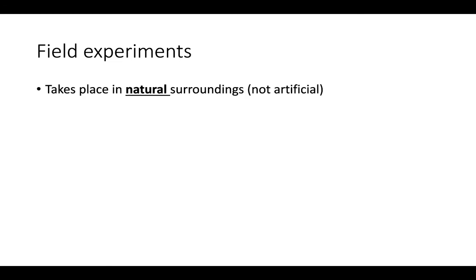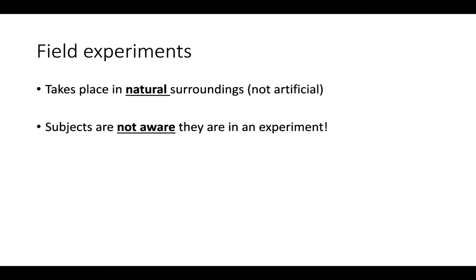First difference: it takes place in natural surroundings. A field experiment takes place in the field. In the field means where people naturally live. So a field experiment of a school would be in a school. A field experiment of the police would be following police officers around, or in a police station, or in the streets where the police are acting. So a field experiment is in natural surroundings, not artificial.